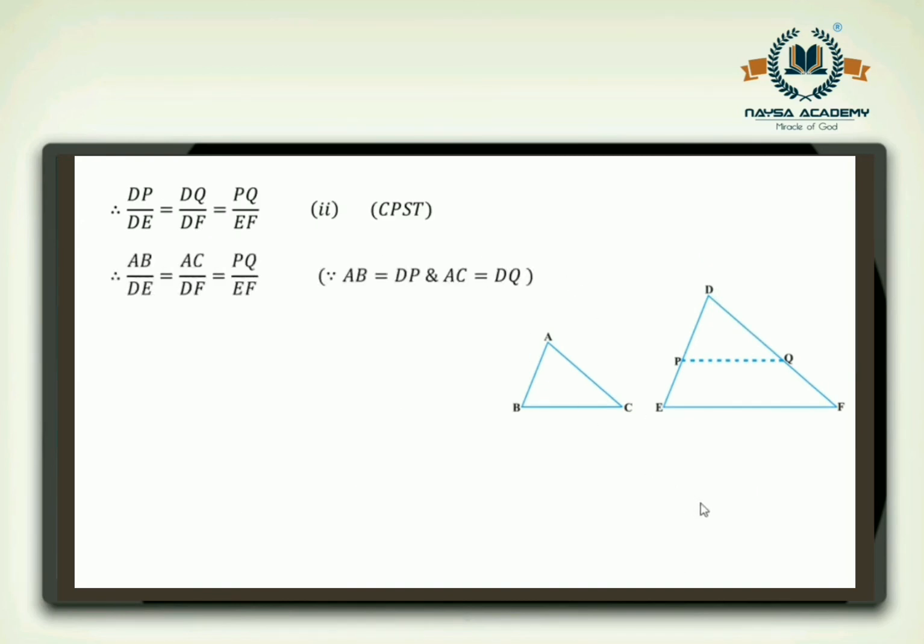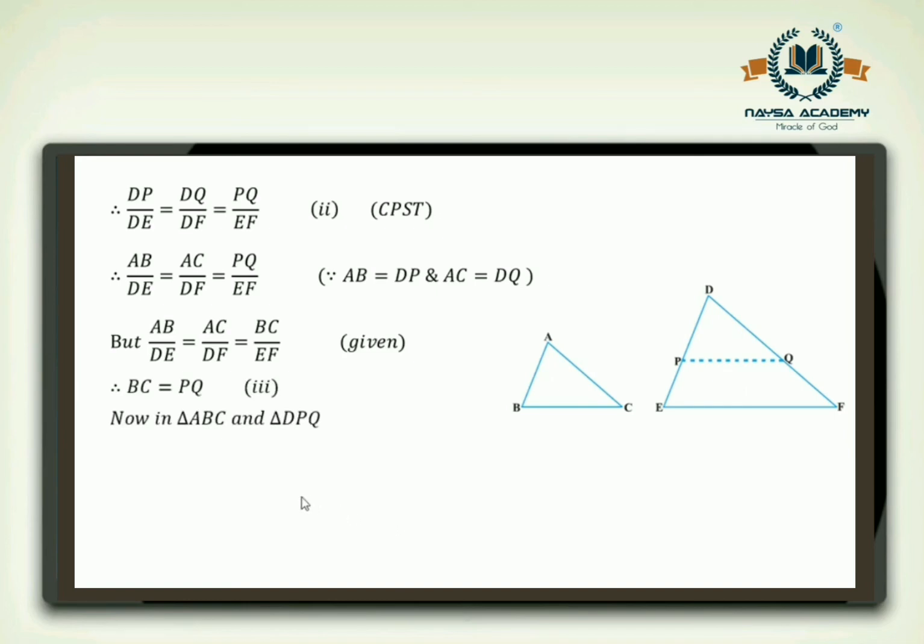Now I already know that DP is equal to AB and DQ is equal to AC. So I can say that AB upon DE is equal to AC upon DF equal to PQ upon EF. But it is given that AB upon DE is equal to AC upon DF equal to BC upon EF. So from this what we conclude? We conclude that this PQ and this BC, they are equal.